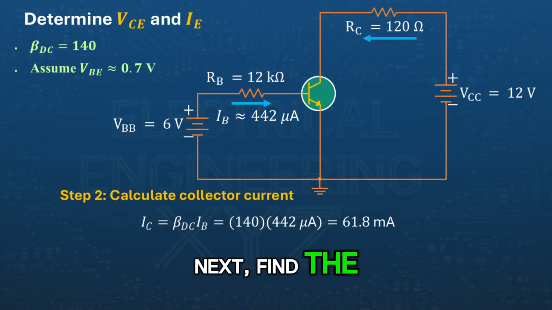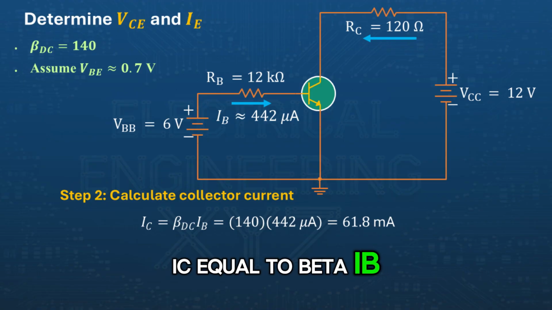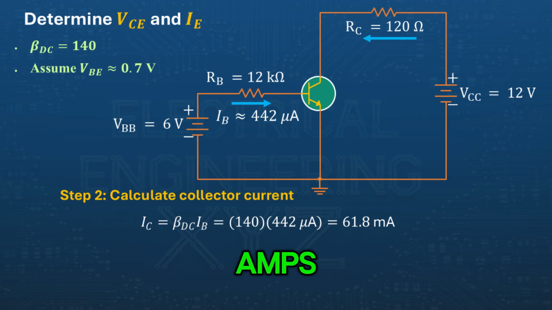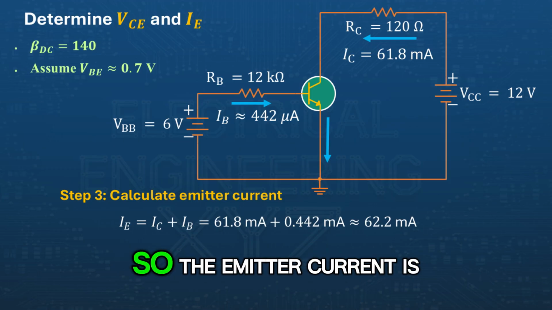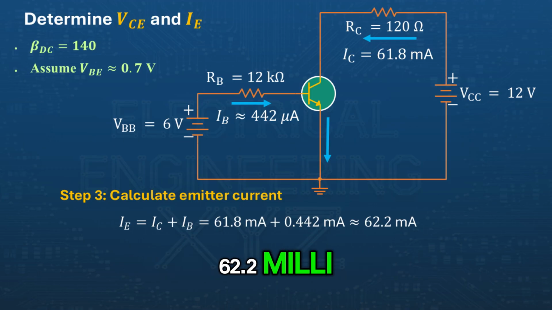Next, find the collector current using the transistor relation, IC equal to beta times IB. Multiplying 140 by 442 microamps, the collector current is 61.8 milliamps. Next, we calculate the emitter current, which is the sum of collector current and base current. So the emitter current is approximately 62.2 milliamps.